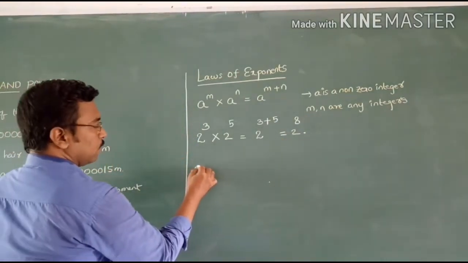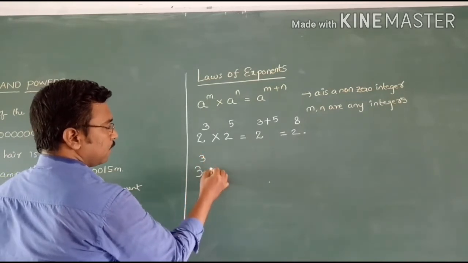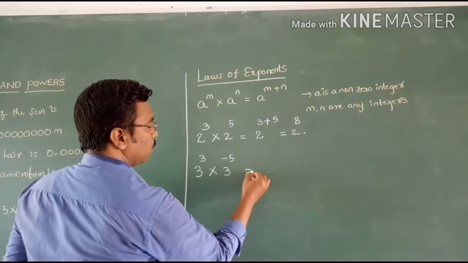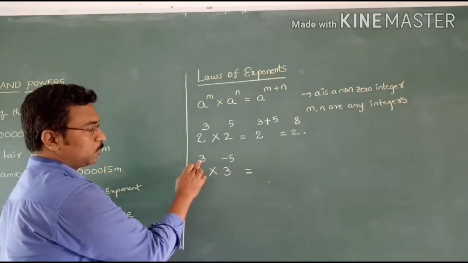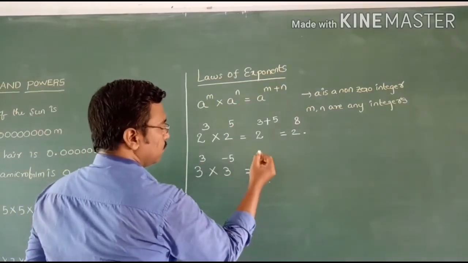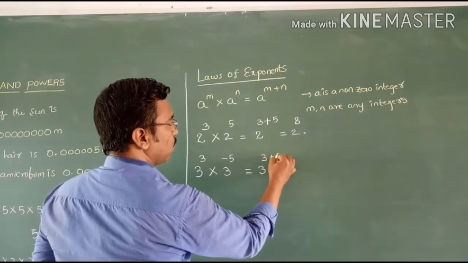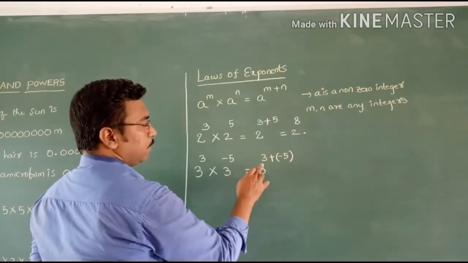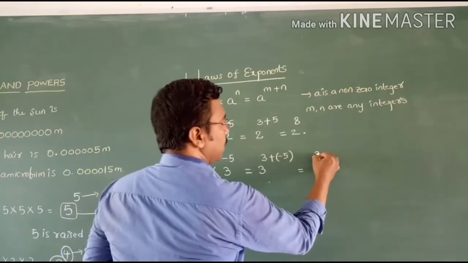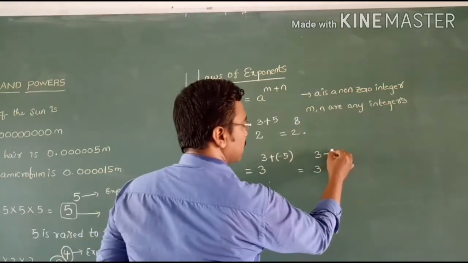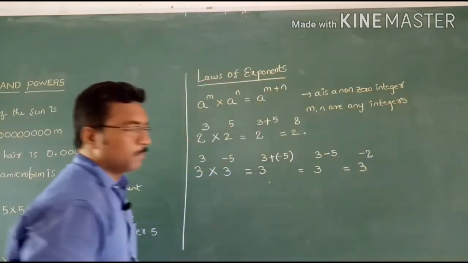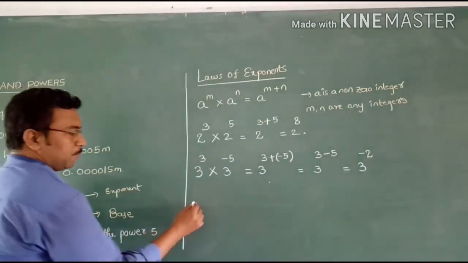See, one more. 3 power 3 into 3 power minus 5. What is the base here? 3. What are the exponents here? 3 and minus 5. So we apply the formula: 3 power 3 plus minus 5. So this can be written as 3 power minus 2.